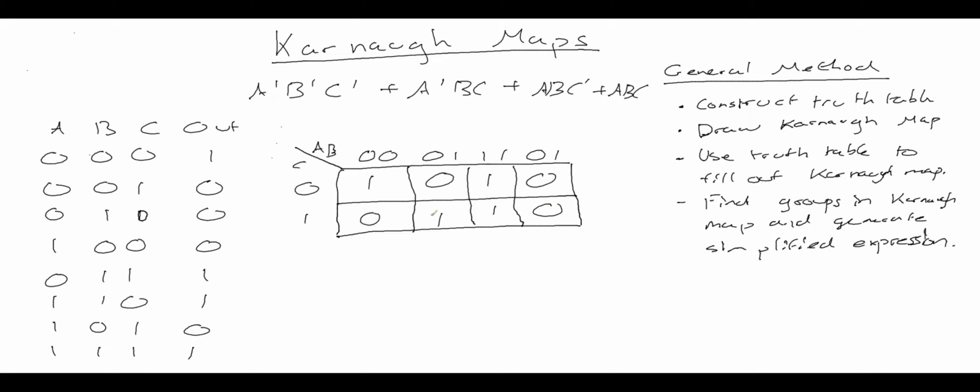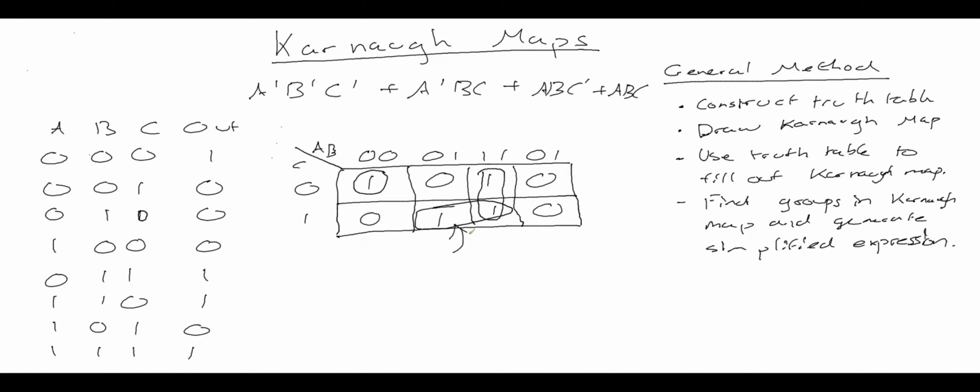And then what we do is identify some groups. So we can see that there's a group of 2 here. There's also a vertical group of 2 here. And there's a group of 1 over here. And it is worth noting that if, for example, this cell here was a 1, I could group this cell here with this cell here by wrapping around the table, and that is allowed.